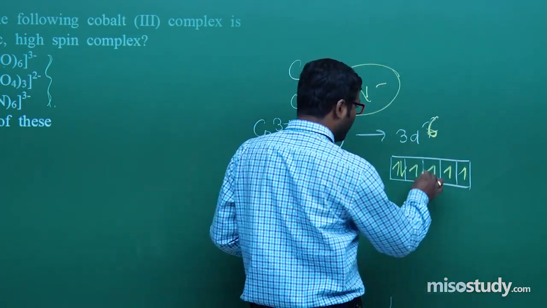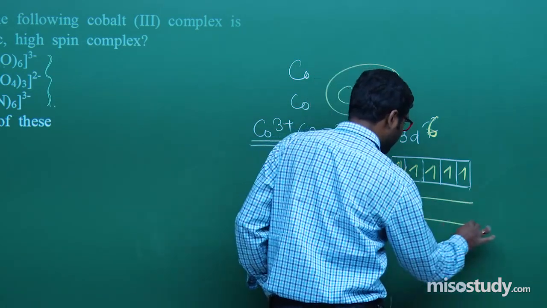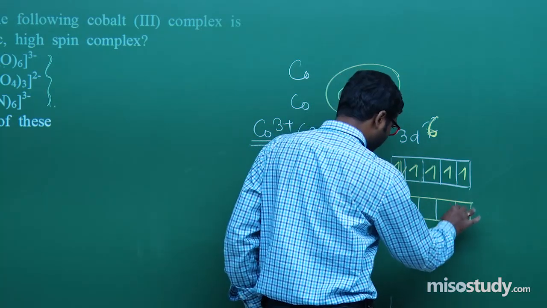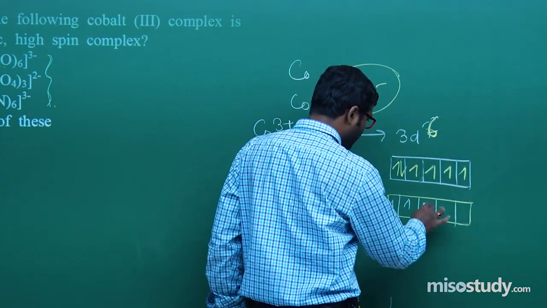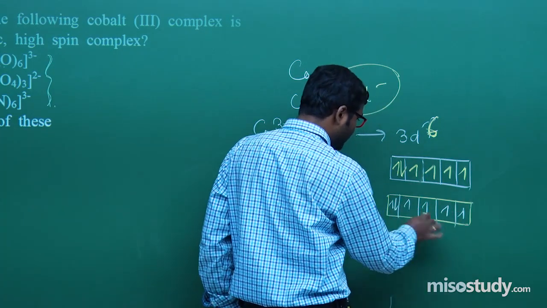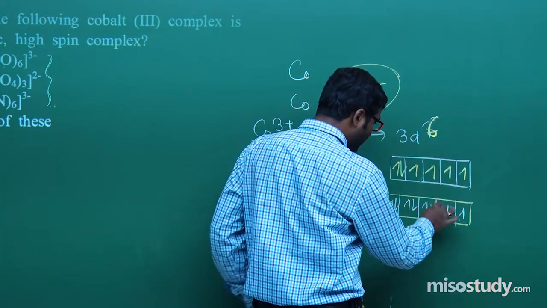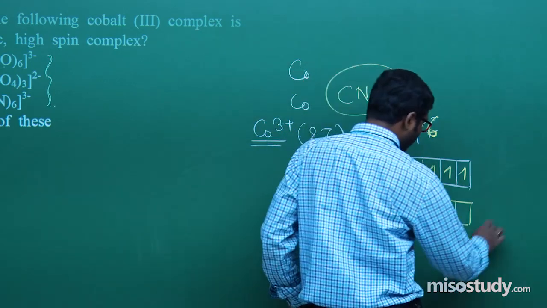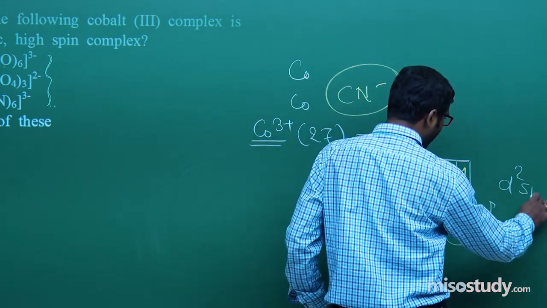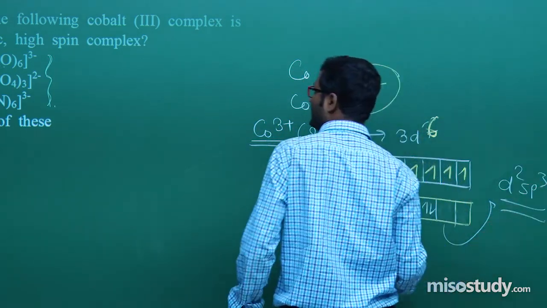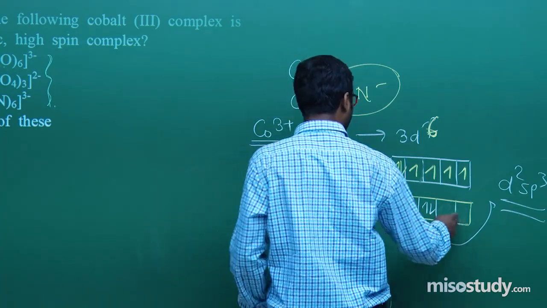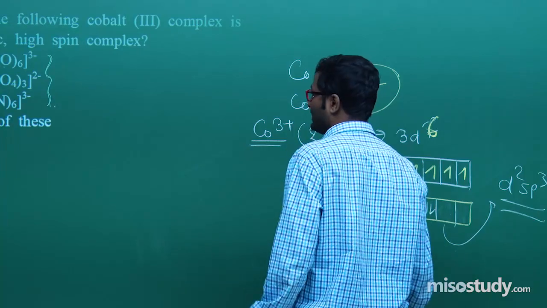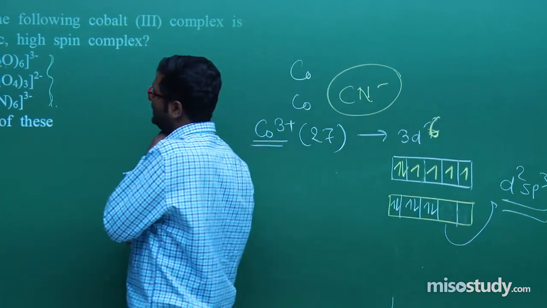Now pairing will be done. It can be represented like this: 1 2 3 4 5, 1 2 3 4 5 6. Now pairing, this will come here, this will come here. So in this case the hybridization is d2sp3, that is a diamagnetic substance, no unpaired electron, a low spin and inner orbital complex. Similar here, one more thing.